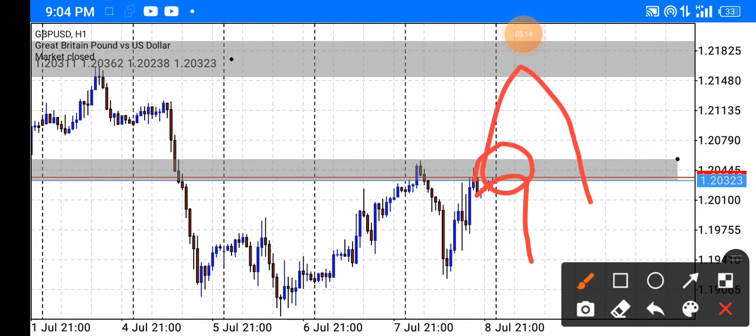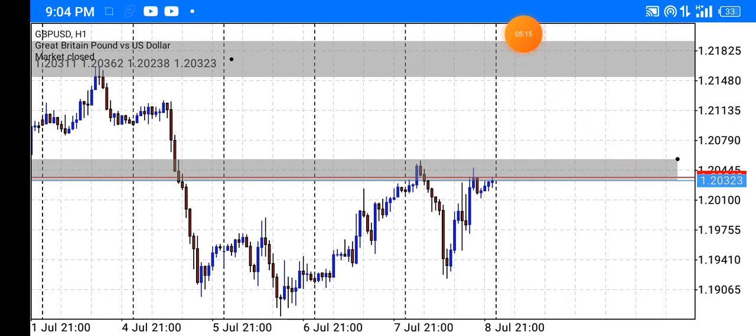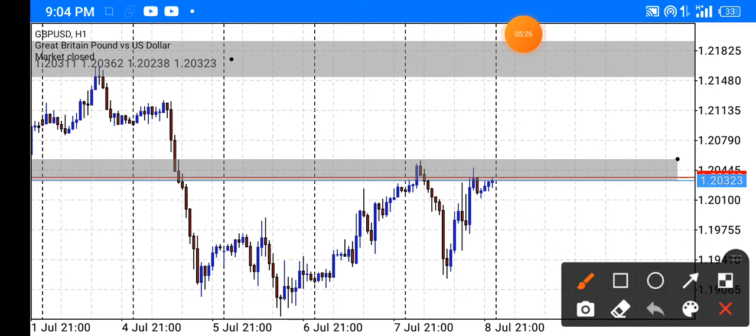So actually, I think it's more clear here on this 1 hour than other setups. So what you are looking for on Great Britain's USD is for the market to go down.